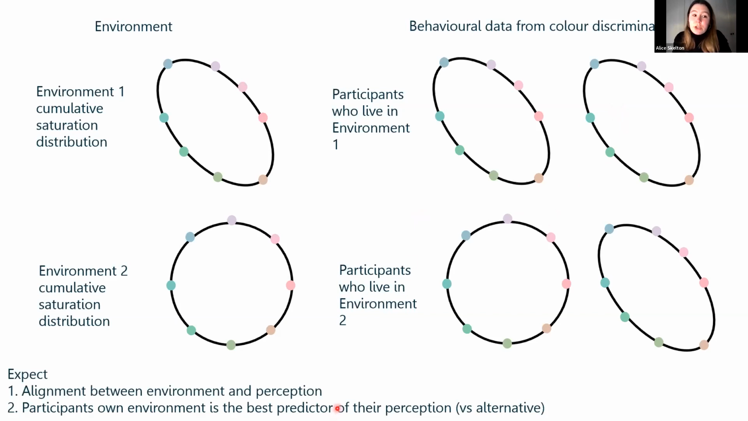So there are 2 things that we're looking for. The first is whether or not there's any alignment between environment and perception, so the accumulation of saturation and the saturation thresholds. And then the second thing we're looking for is whether or not the participant's own environment is the best predictor of their own perception, or whether or not an alternative environment is a better predictor.